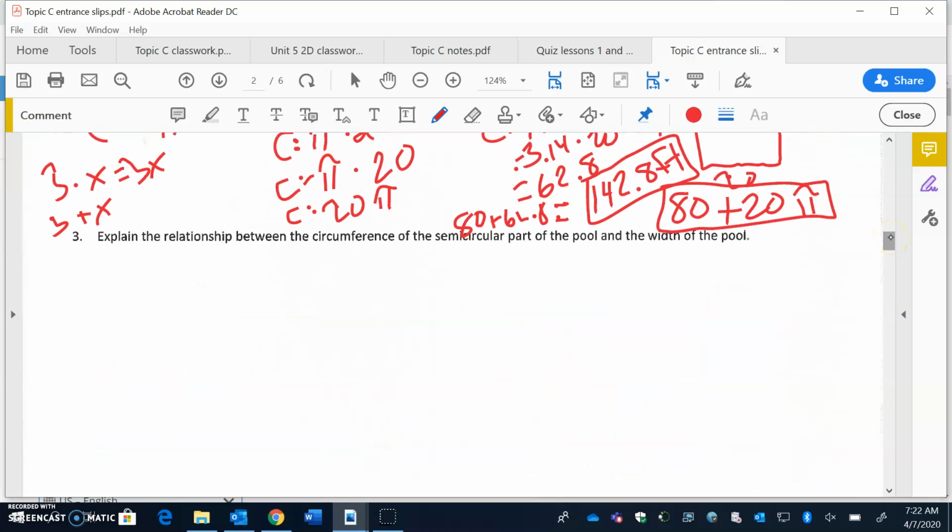And then the last one, now explain the relationship between the circumference of the semicircle part of the pool and the width of the pool. Explain the relationship between the circumference of the semicircular pool and the width of the pool. Be honest here, people, I have always skipped this question because it's so open-ended. So let's not even worry about that right now because that is pretty vague and we could take that in a whole lot of different directions.